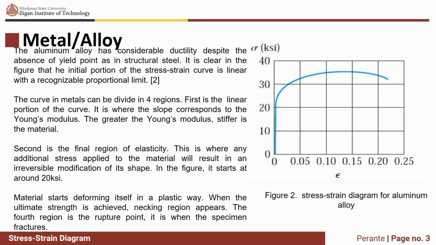Third is the necking region. It appears when the ultimate strength is achieved. From the figure, it is around 35 kilopounds per square inch. And the last is the rupture point. It is where the specimen fractures.